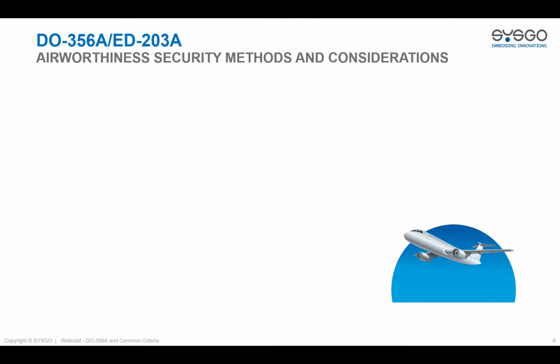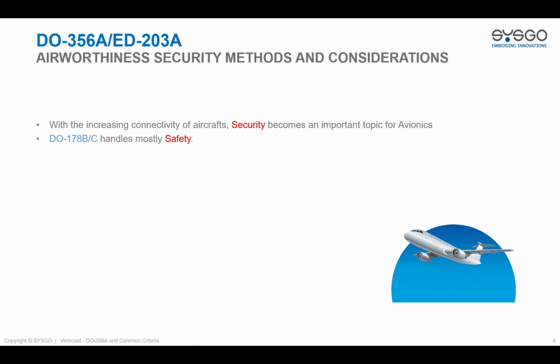Okay, that's for SYSGO. Let's start with the DO-356A standard. This standard comes because of the demand for security, as modern aircraft are connected with the infotainment system, with ground stations and aircraft amongst themselves. Connectivity has become a major issue also in avionics. Until now, the DO-178C and additional standards handled mostly safety and had only a little glimpse of security, but not deep enough.